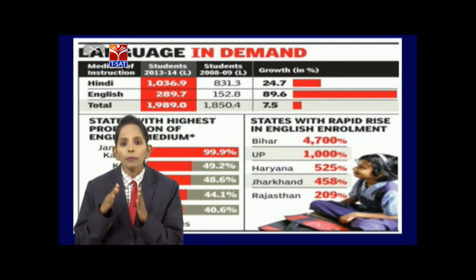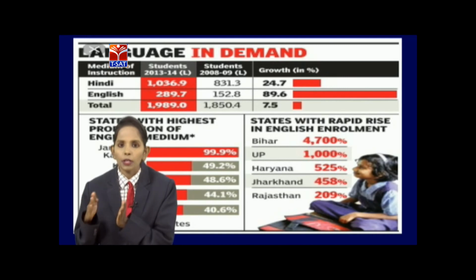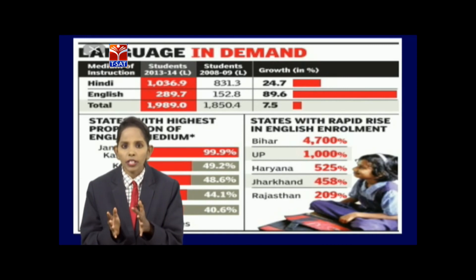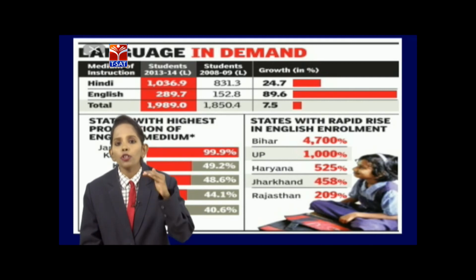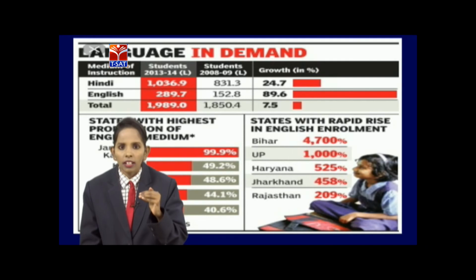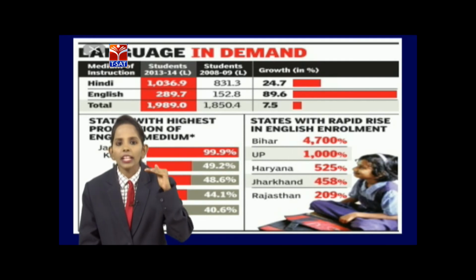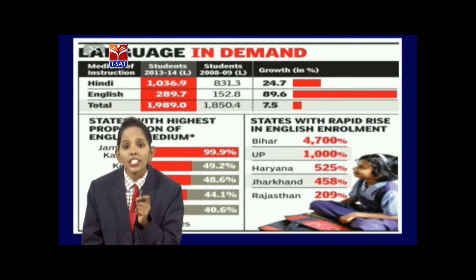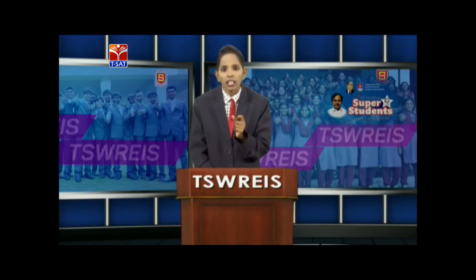See friends, from 2008-9 to 2013-14, we can see high growth in speaking English. Who are speaking in English? Gradually they reached high levels because English is playing a vital role in this present generation. And next, states with the highest proportion of English medium.